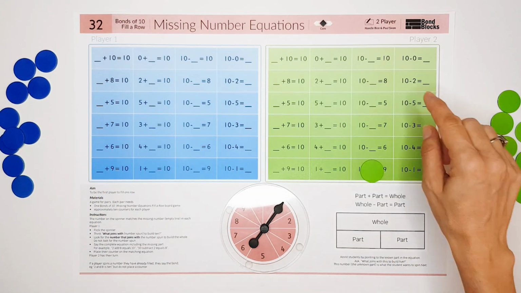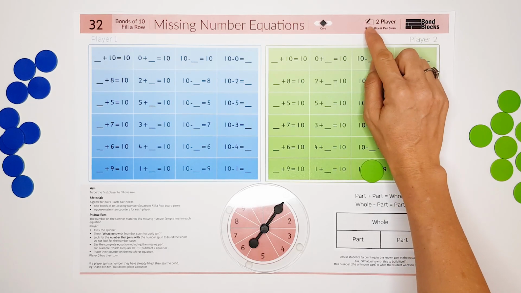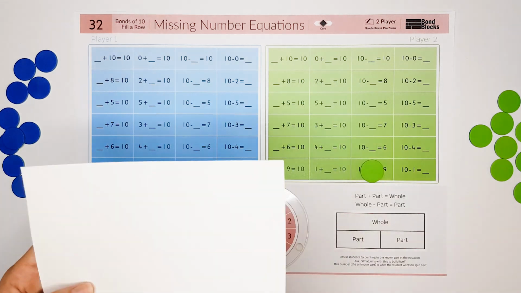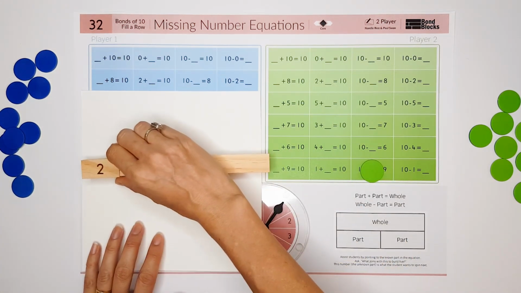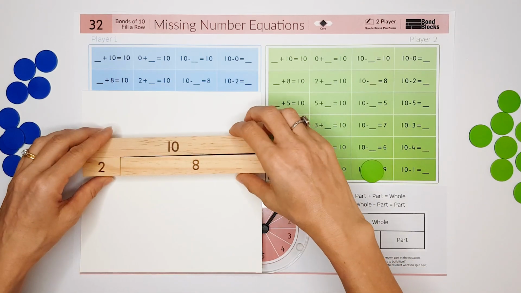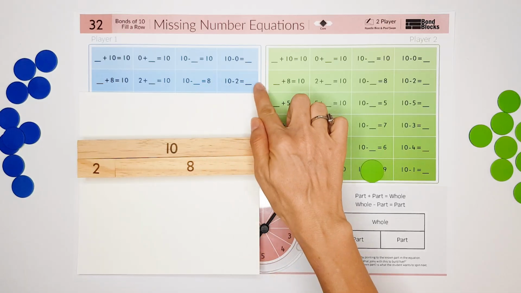Alternatively, you'll notice that there's the write and wipe symbol on the top. You could select one row, such as the 8 and 2, build that with the bomb blocks, place it in a write and wipe sleeve if it's an original, and use this to solve the missing part in each equation and write it on.